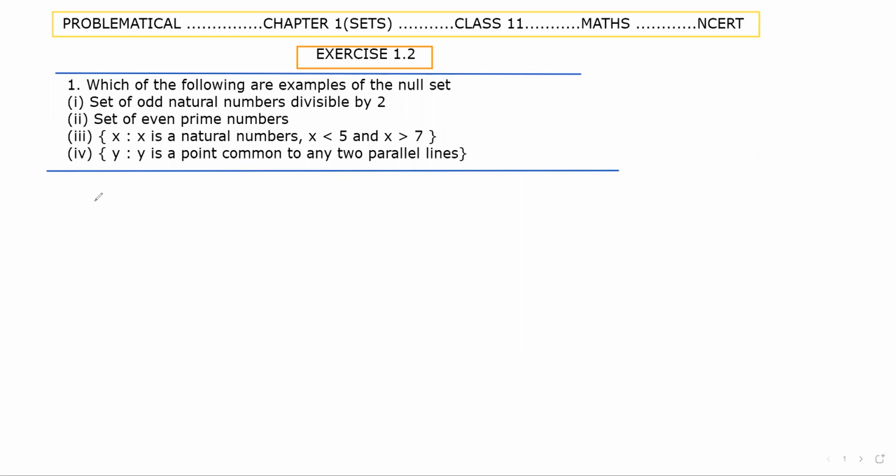A null set, also represented by phi or empty braces, is a set with no elements. So, let's convert these following examples into roster form and see which of these contains an element. First part, let A be equal to the given set.